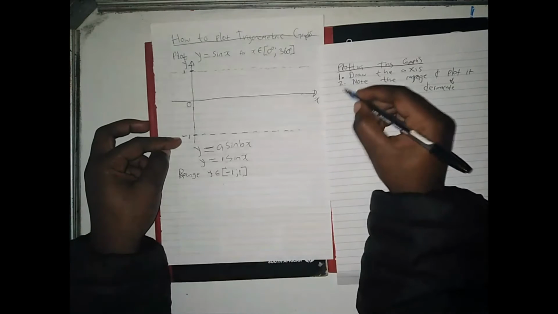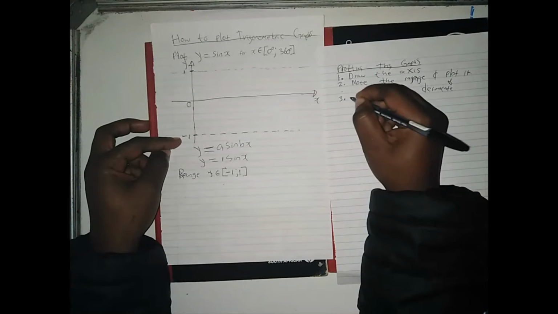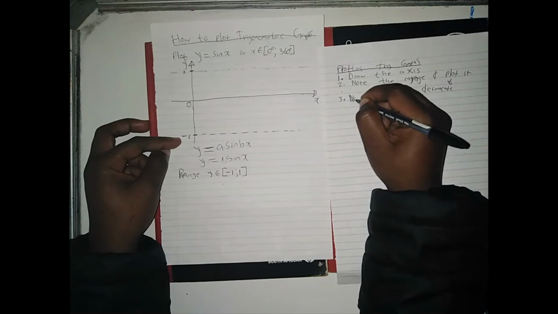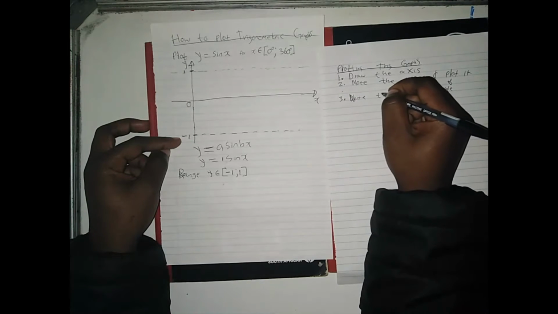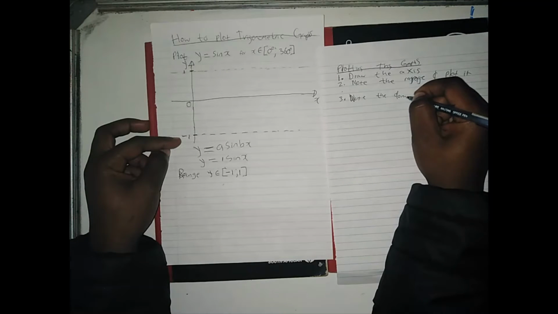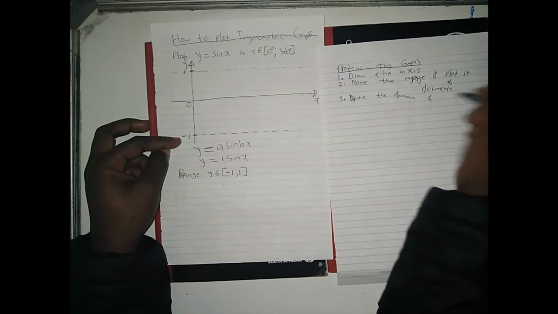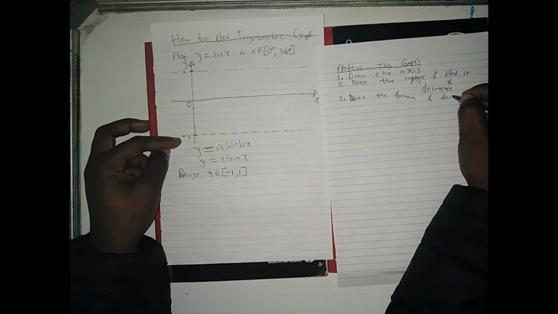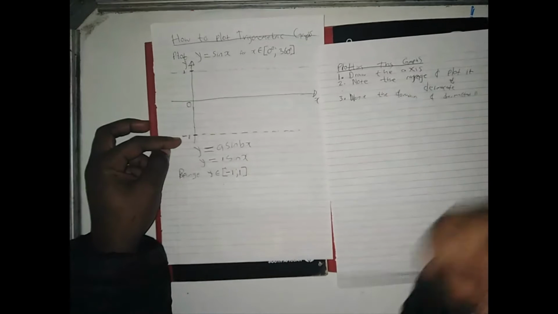Now what is number 3? Number 3 is the domain. Note the domain, and demarcate it. Demarcate it. Okay, now where do you find a domain?